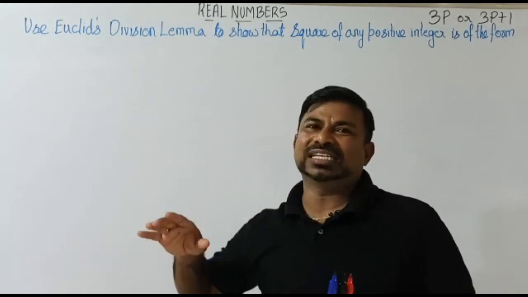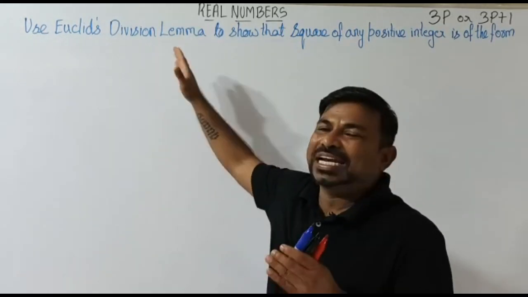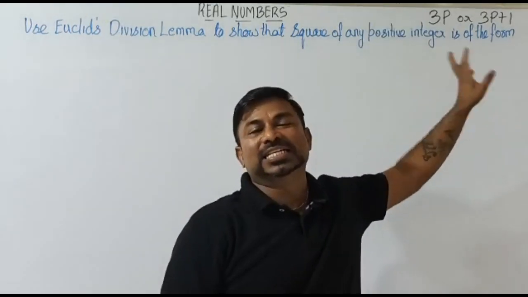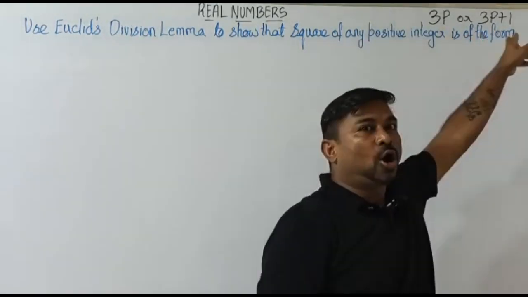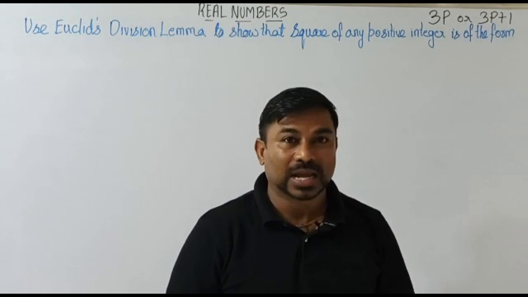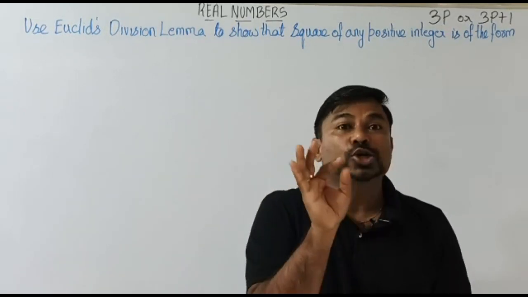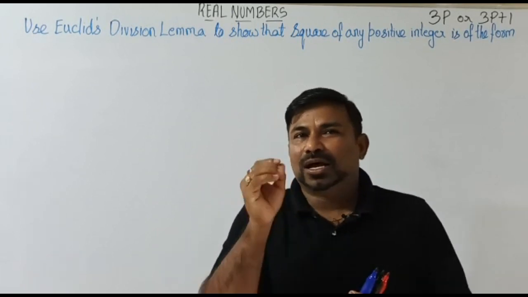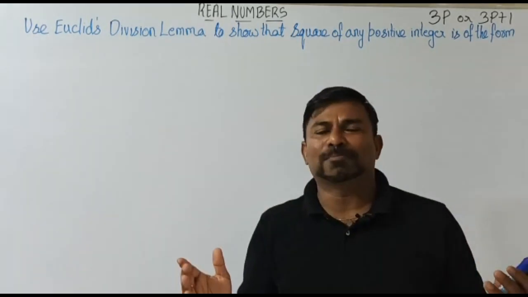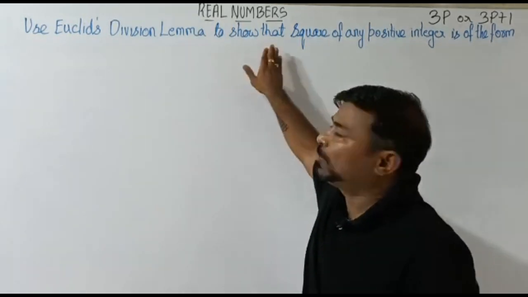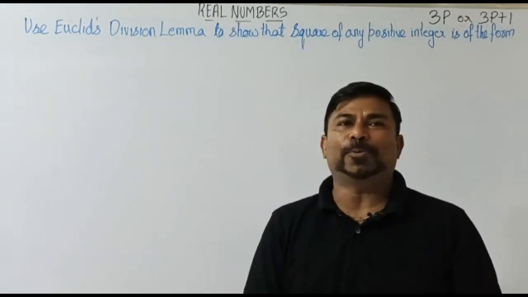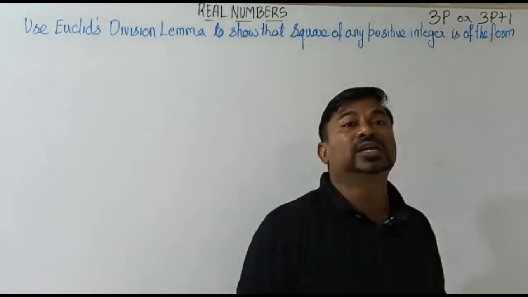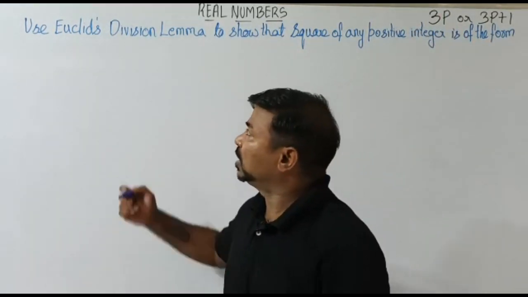Okay, so this is the question for you now. Using Euclid division lemma, show that the square of any positive integer is of the form 3p or 3p plus 1. I repeat, by using Euclid division lemma, you are supposed to prove that if you take a positive number and square it, we should get it in the form of 3p or 3p plus 1. Okay, let's start working.